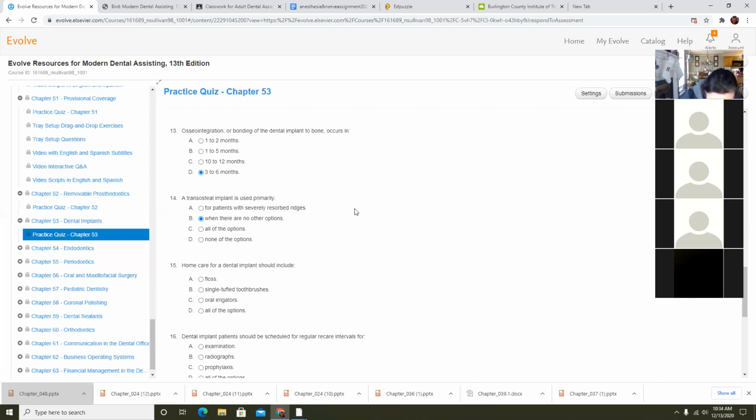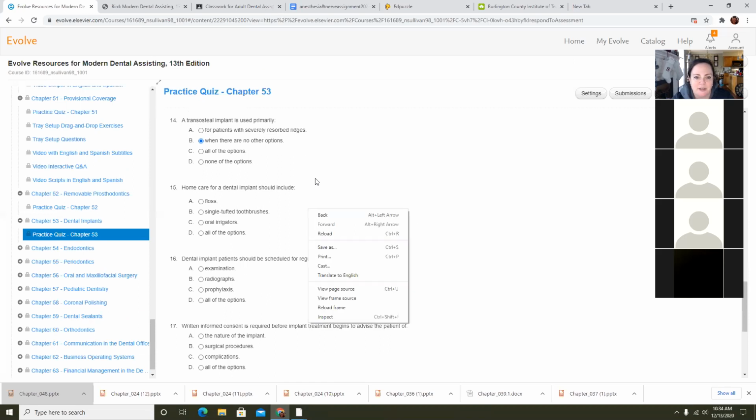Is there an X-ray? Oh no, that's a subperiosteal. I don't think there is one, but the most common type is a transmandibular staple implant or fixed mandibular implant. These implants are used primarily in patients with severely resorbed ridges and only when no other option exists. I'm reading straight out of the book.